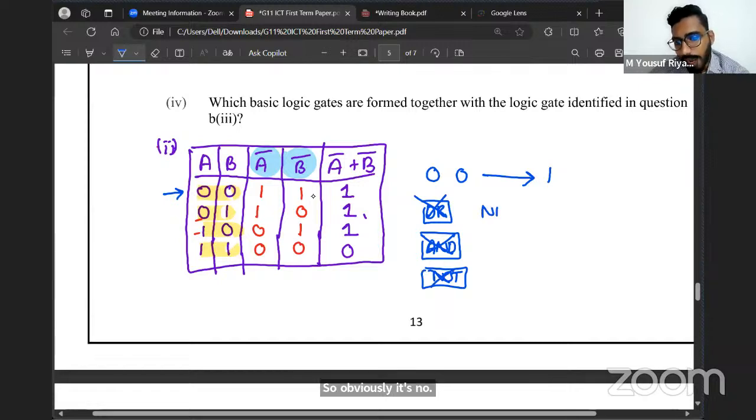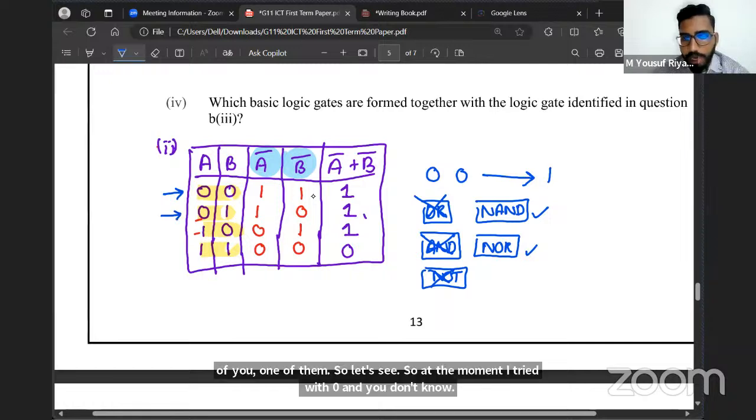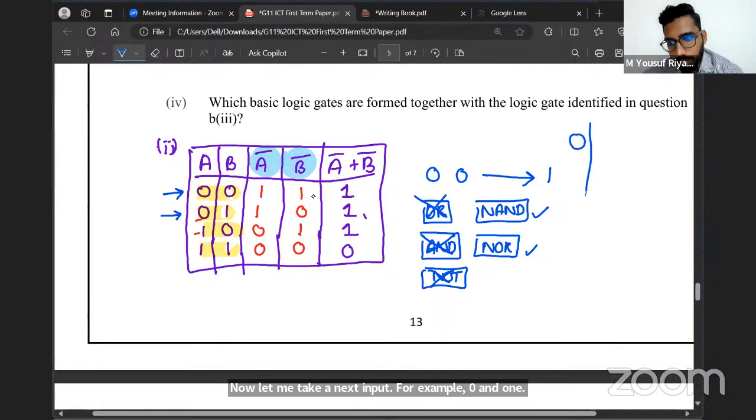Next, if you take NAND gate, it is opposite of AND gate. In NAND gate, when both the inputs are zero, will the output be one? Yes, NAND is opposite of AND gate. So yes. In NOR gate, when both the inputs are zero, will the output be one? Yes. Okay. Now you should figure out, is it NAND gate or NOR gate? It should be one of them only, most probably one of them. So let's see. Now at the moment I tried with 0 and 0. Now let me take a next input. For example, 0 and 1. Now if imagine I have one of the input as 0, other input as 1. If it was an AND gate, what will be the output?